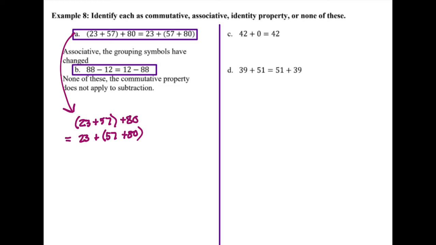Same order. Adds. All they did was change the parentheses, didn't they? So that means that is the associative property. Okay. Grouping symbols have changed. That's it. Okay, and B, do I even need to write it down here? Nope, because it's subtract. None of these properties apply if it's subtract. Okay, so this would be none. Besides, that's not even equal, is it?